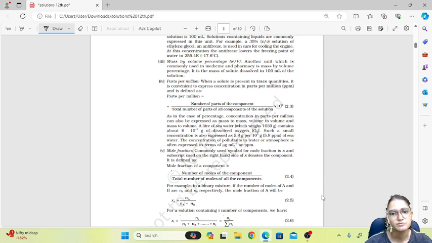And next is parts per million. In short form we call this ppm. Okay, in the laboratory we use this quantity. And what is this ppm? Number of parts of the component per total number of parts of the solution, into 10 raised to 6. Now why do we have to take 10 raised to 6 here? Because we are talking about parts per million. So that's why we take 10 raised to 6.